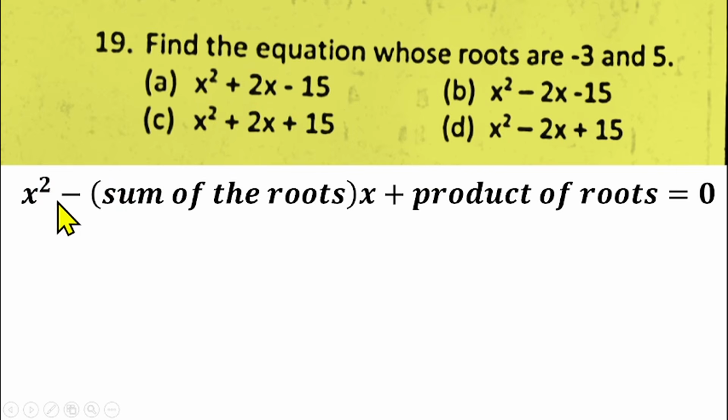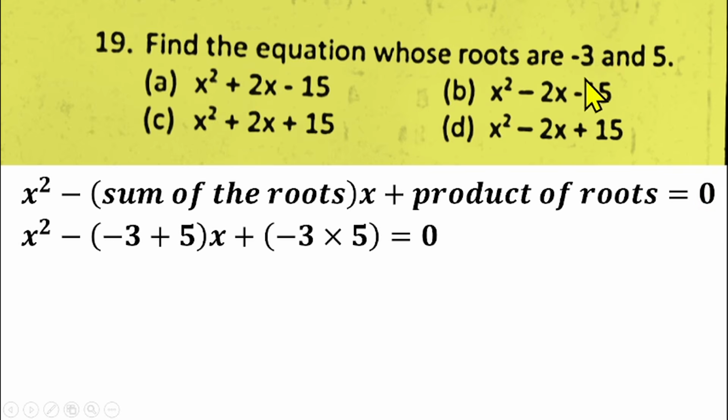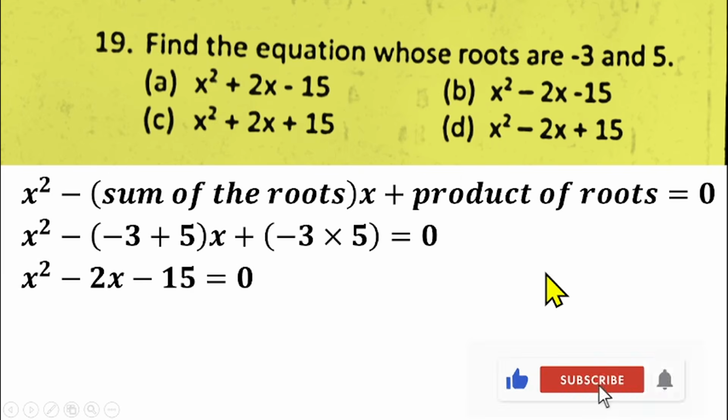So we have x squared minus the sum of the two roots multiplied by x, plus the product of the two roots equals 0. So you have x squared minus open bracket, the first root -3 plus the second root 5, multiplied by x, plus open bracket, the product of them, -3 times 5, equals 0. -3 plus 5 gives us 2, so that gives us -2x there. So you have x squared minus 2x, then -3 times 5 gives us -15, equals 0. So that's the equation we're looking for. I think option B is the right answer for question number 19.